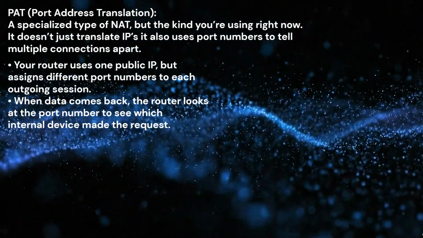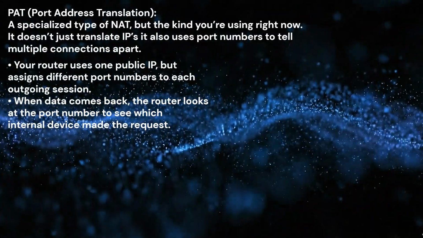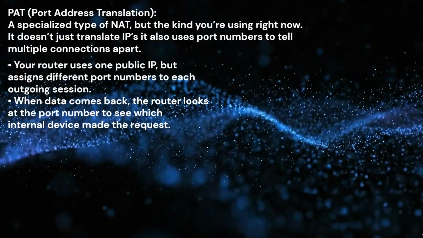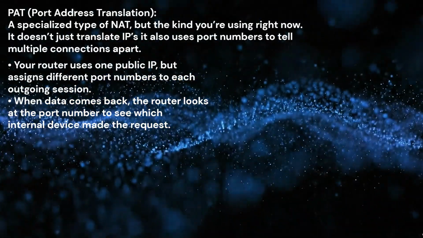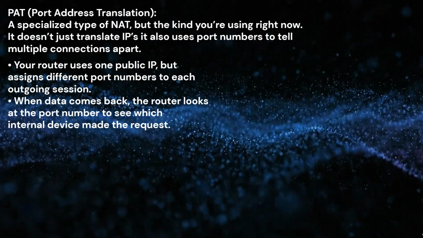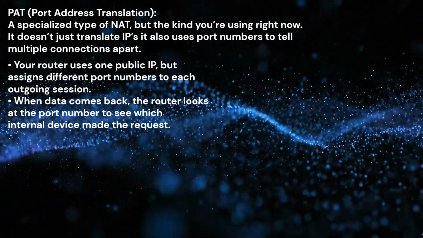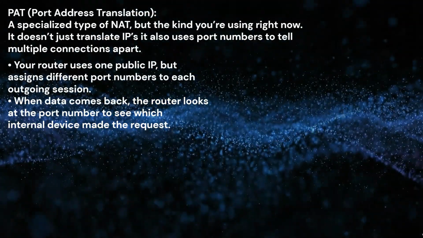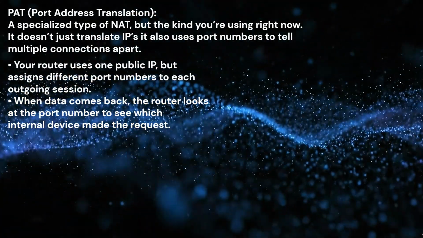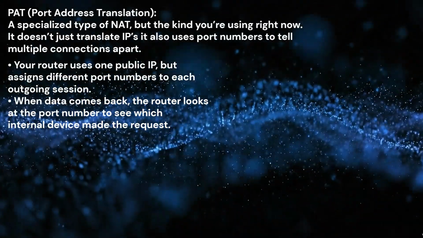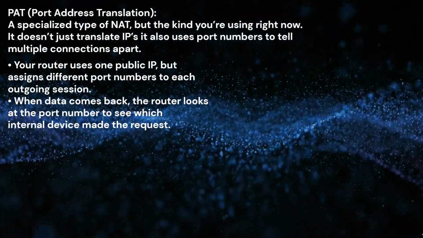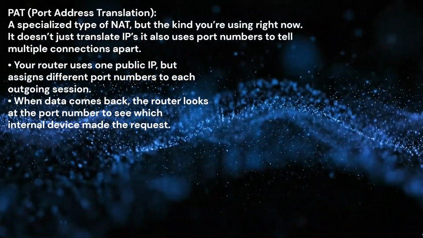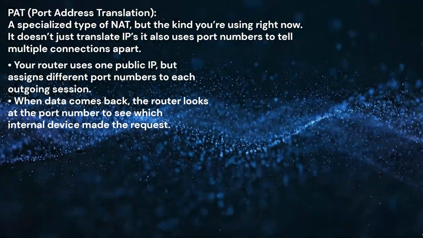So it uses port numbers to keep track. Precisely. Your phone might go out using port 5001, your laptop port 5002, both mapped to the single public IP. When Google sends a reply back to port 5001 on your public IP, the router checks its table and says, aha, that's for the phone, and sends it to the phone's private IP. That sounds intricate. Managing all those ports and states correctly seems crucial. It is. It's essential for allowing multiple devices to share that single public IP address. It's how the modern internet scales in homes and small offices.